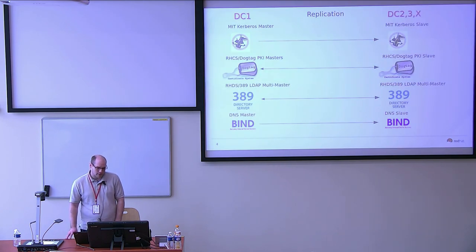So right now this is our legacy setup and this is what we're trying to move away from. We have a Kerberos master and DC1 that replicates to the Kerberos slaves elsewhere. We have DOGTAG, which is RHCS, the certificate system, and that's multi-master, in multiple data centers, and it writes back and forth. Same for LDAP 389, RHDS, writes back and forth in multiple data centers. And for DNS, we run bind with one single master that writes to slaves in multiple data centers. So you can see that this is a lot of software, a lot of stuff to maintain. You can also tell that bind and Kerberos have at least a little bit of lag time. If something goes down, we'd have to do some work to promote some stuff to master.